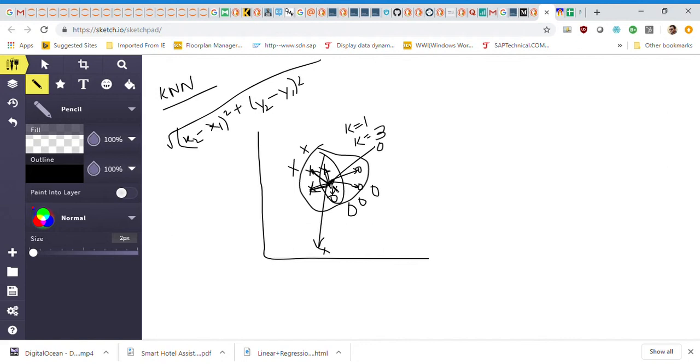So to summarize KNN: it works best with small dimension of data, and it's quite a very simple algorithm, and it works for classification.